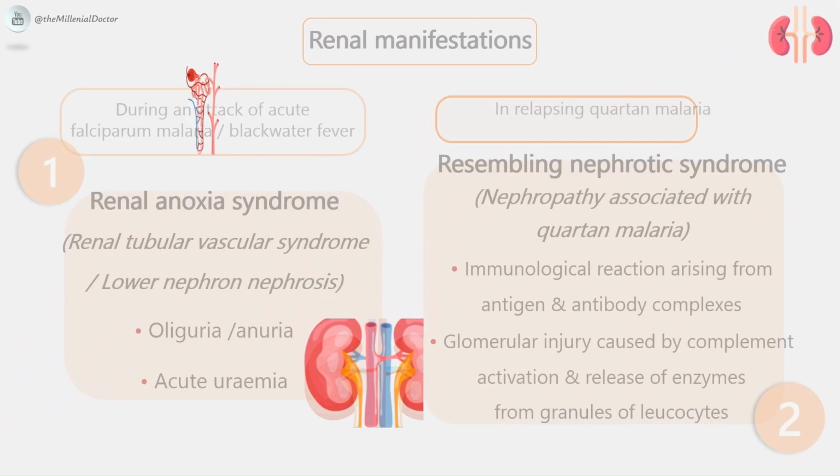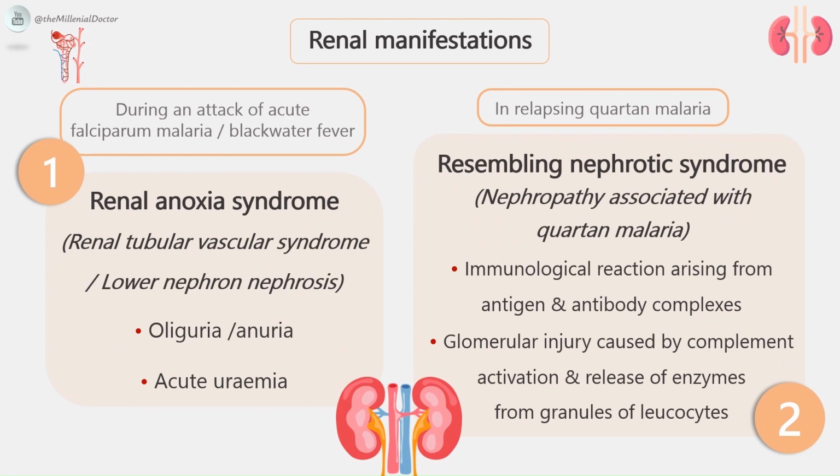The renal manifestations in malaria may be divided into two groups. First are those found during an attack of acute falciparum malaria and also in blackwater fever. This is the renal anoxia syndrome, also known as renal tubular vascular syndrome or lower nephron nephrosis. It is characterized by oliguria or anuria and acute uremia.